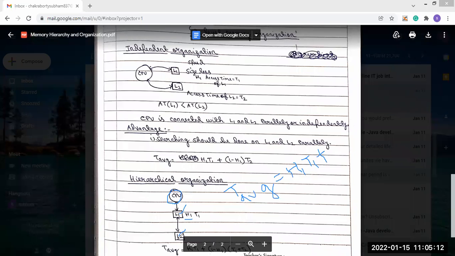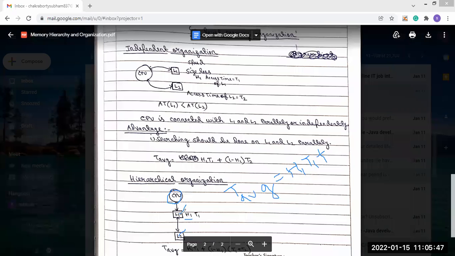Now, then what will happen? We are considering the data that is not present in L1. If the data is present, we say that a hit has occurred. But if the data is not present, then we will consider it a miss. So here, in the second case, the data we didn't find in the L1, that means a miss has occurred.